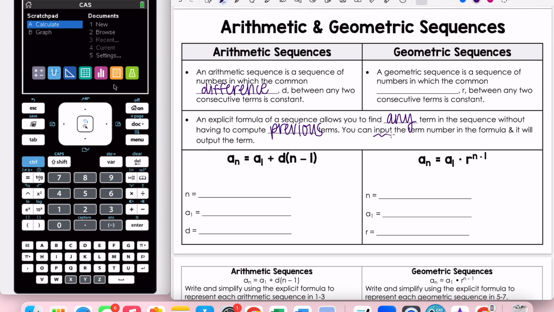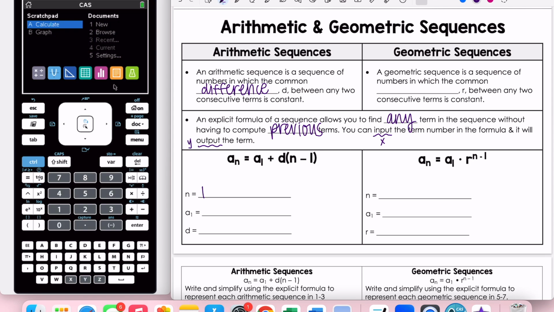Now guys, we've seen these words input and output before. Remember, input stands for your X value and output stands for your Y value. So our formula for an arithmetic sequence is A sub n equals A sub 1 plus D times n minus 1. Now, what do all these variables represent? n equals the term number.